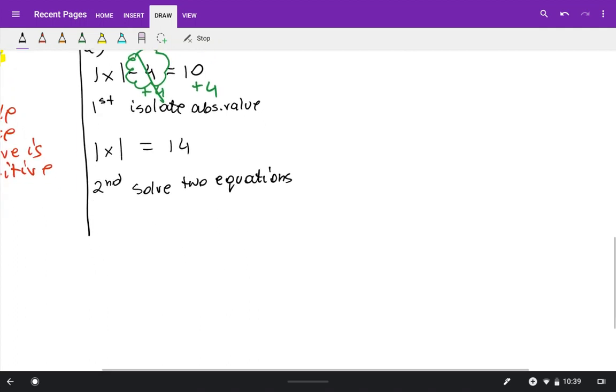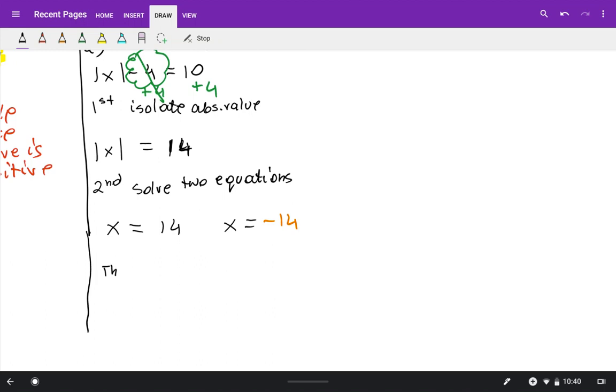So the first equation will be just copy the equation without absolute value, which is x equals 14. And the second equation will be x equals, and take the opposite of 14, which is -14. So we end up with 2 solutions, and when you have 2 solutions, we're writing them that way.